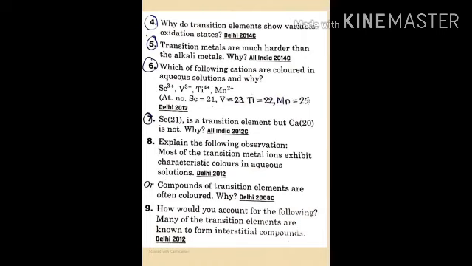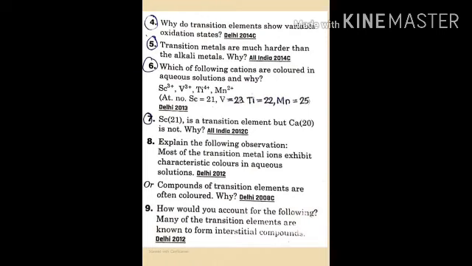states. Okay, next: transition elements are much harder than the alkali metals. Why? The answer is that transition elements involve a larger number of electrons from the n-1d subshell, in addition to the ns subshell, in metallic bonding. You know that in the alkali metals they are involving only ns electrons. So here more electrons are there, so they are harder.